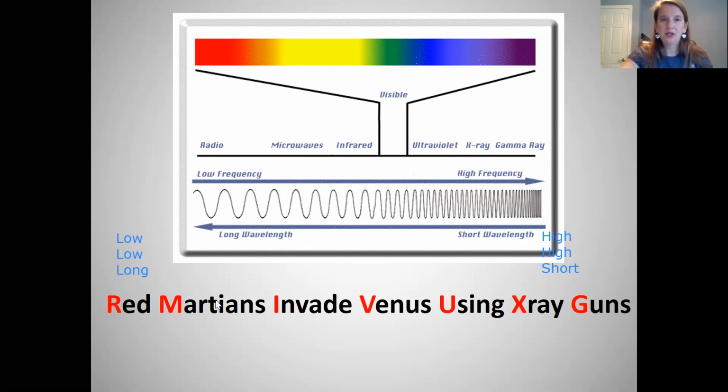Radio, TV, microwave, infrared, visible, don't forget your visible light, fitting in between infrared and ultraviolet, then ultraviolet, X-rays, and gamma rays. Make sure you know this order so that you can quickly answer questions about that, okay? We're going to stop this one and we're going to do wave calculations in another video. So let me know if you guys have any questions.